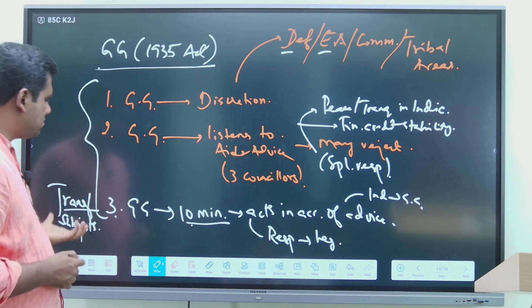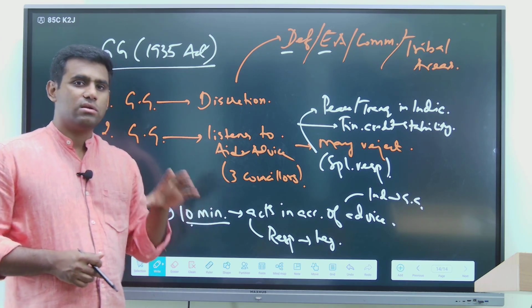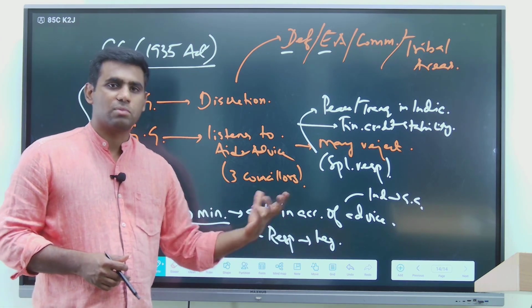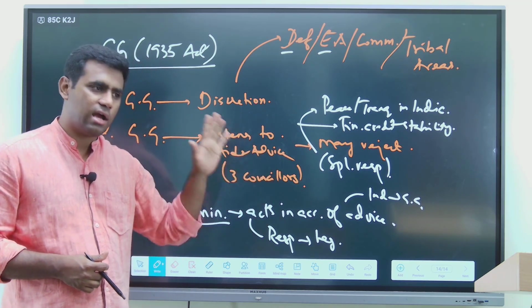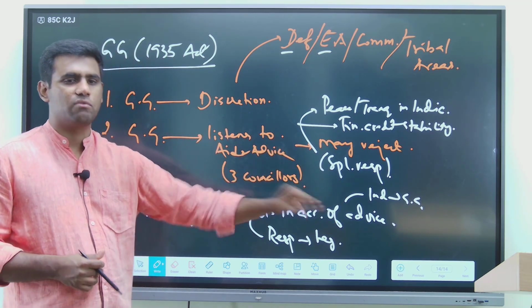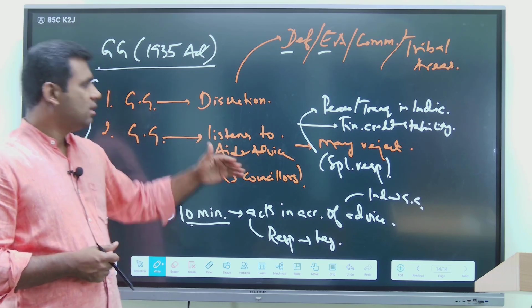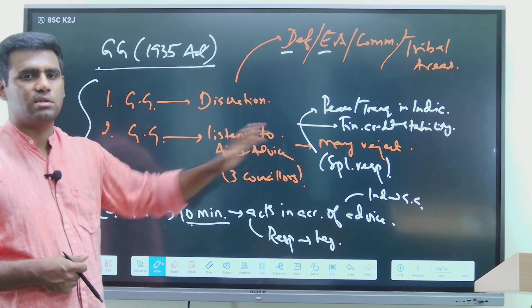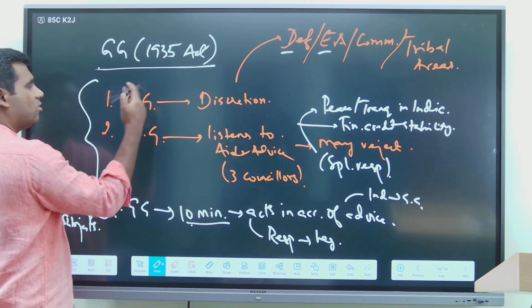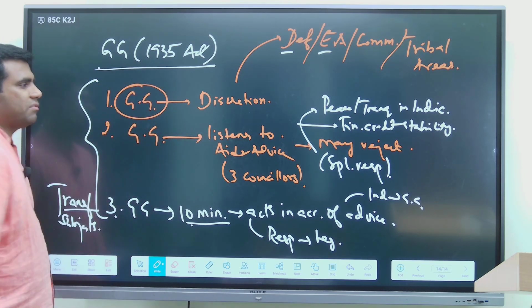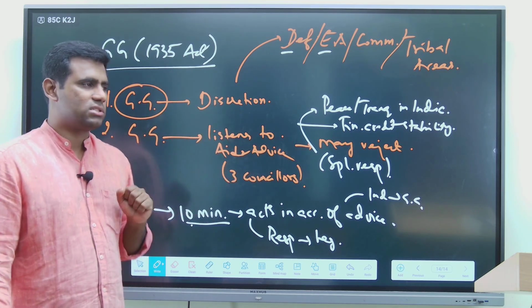When it comes to transfer subjects, the control is in the hands of the Indian members, because they will aid and advise the Governor General, and the Governor General has to act in accordance with this advice given, right? But then there are two other categories as well, right? So what are the other powers of this Governor General when it comes to the legislative process?